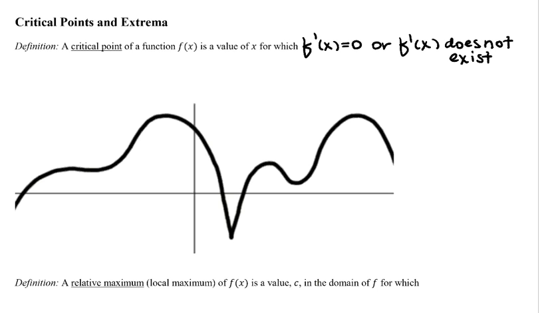So on this graph, I've got some places where the derivative equals 0, where the tangent would be flat. I've got one here, I've got one there, got one here and there. Okay, those are the places where f prime equals 0. There's also a place where f prime doesn't exist. That would be over here at this sharp corner.